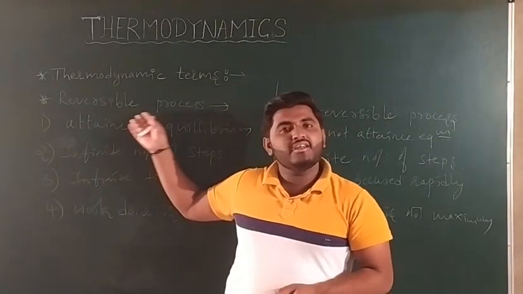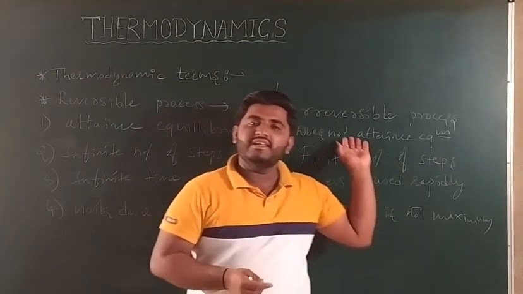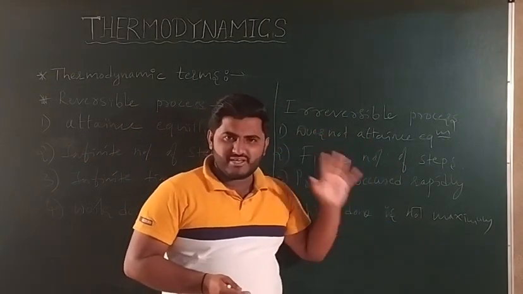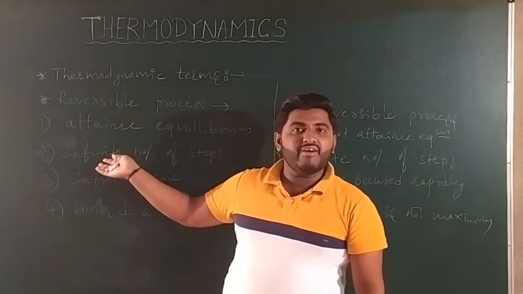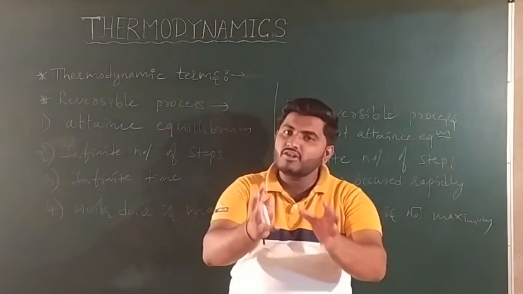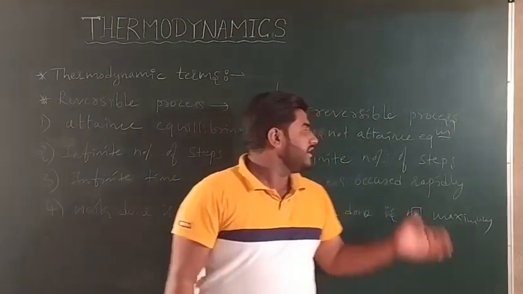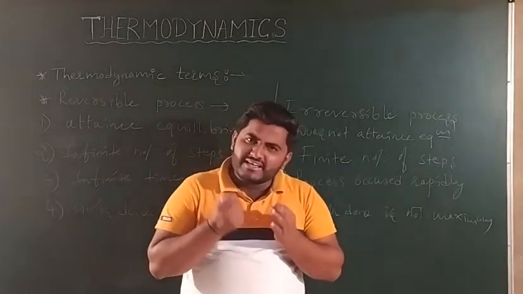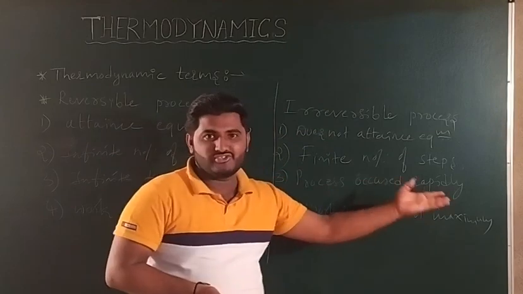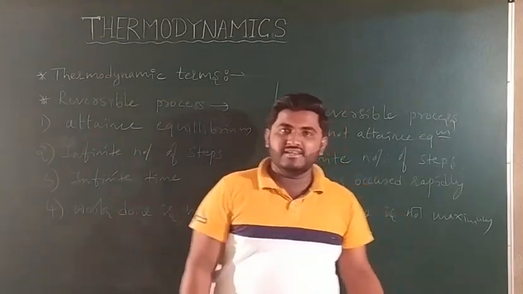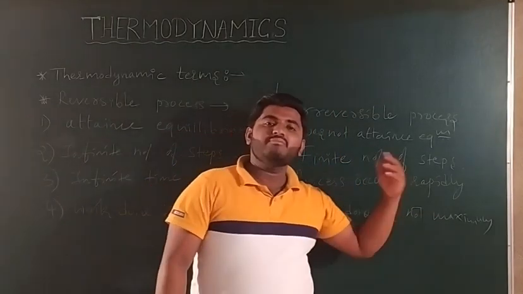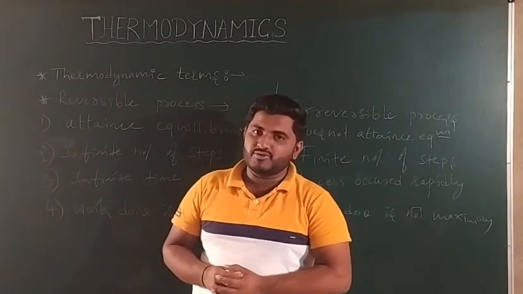Reversible requires an infinite number of steps. Irreversible requires only a single or a few steps. Therefore, it is a finite number of steps. Here, the time required is very large because this process is very slow. Therefore, infinite time. Here, the time required is very small because it is a fast reaction. Last one, work done is maximum in reversible. Work done is not maximum in the irreversible process.